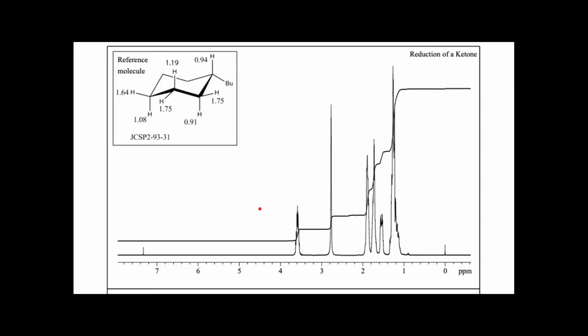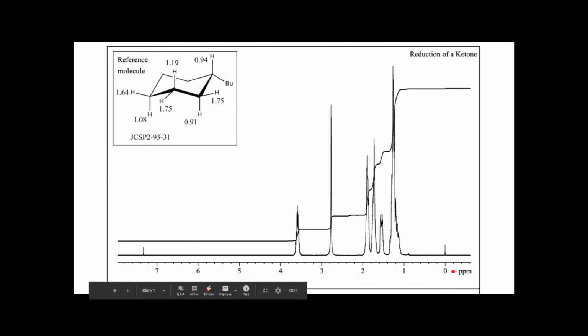Okay, so here's our HNMR for the product of the reduction of a ketone lab. This is simply a reference molecule. Notice that there's a butyl group when we actually don't have a butyl group on our molecule. This just helps us understand that equatorial hydrogens are more deshielded compared to axial hydrogens. These values are ppm values that correspond to this axis right here.